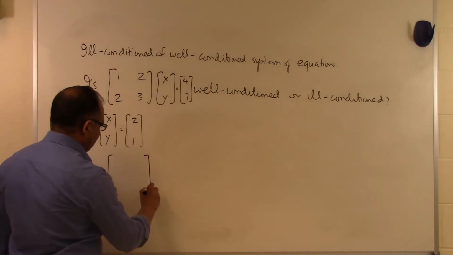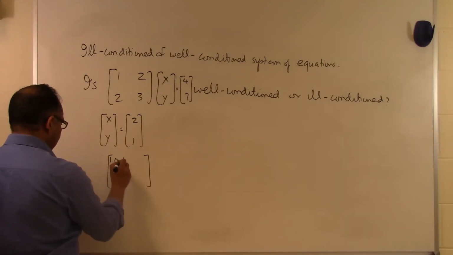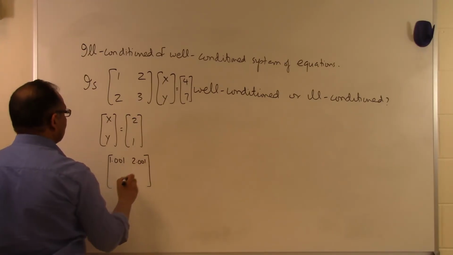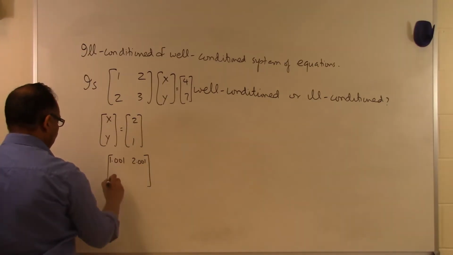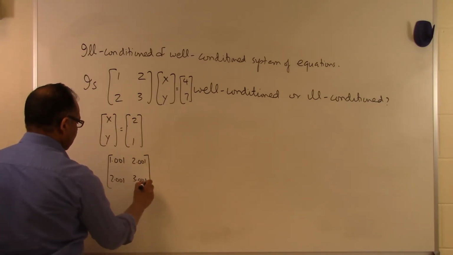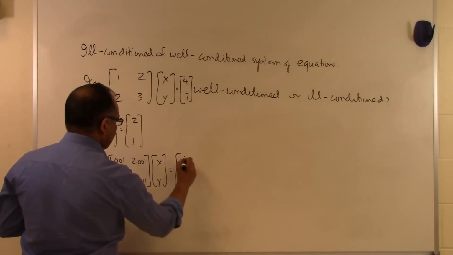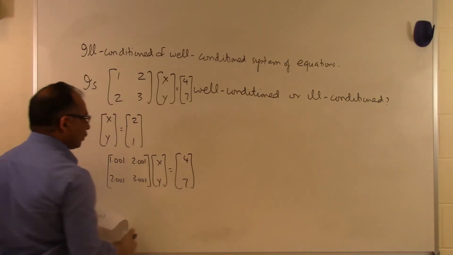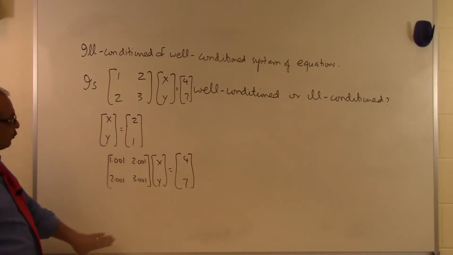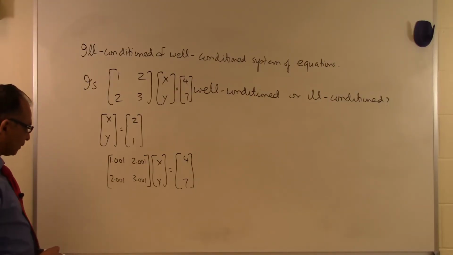So let me make a small change in my coefficient matrix. I'm going to make 1/1000th of a difference to 1. I'm going to make 2 to be 2.001. I'm going to make this to be 2.001. I'm going to make this to be 3.001. And I'm going to say [x, y] is equal to 4 and 7. So I've not made any change to the right hand side, but I made a very small change to the coefficient matrix right here by changing the coefficients by 1/1000ths.